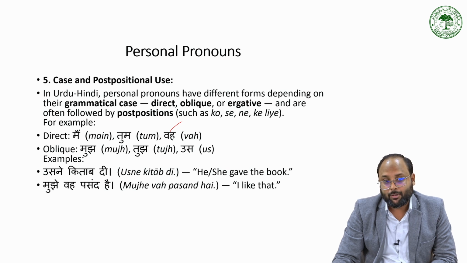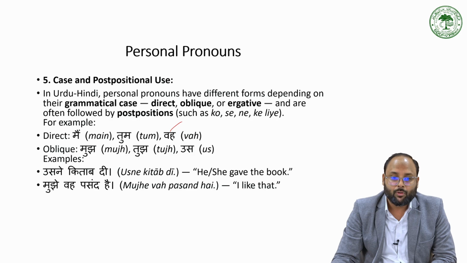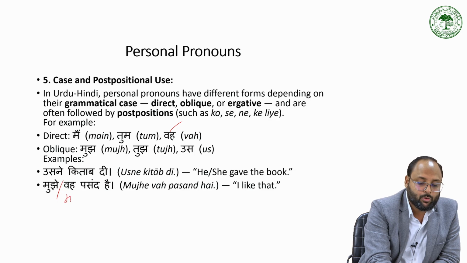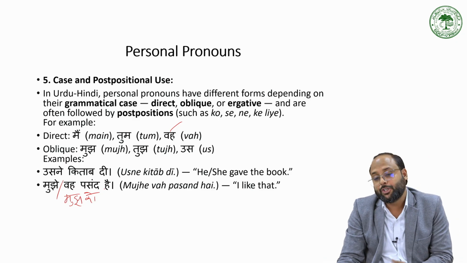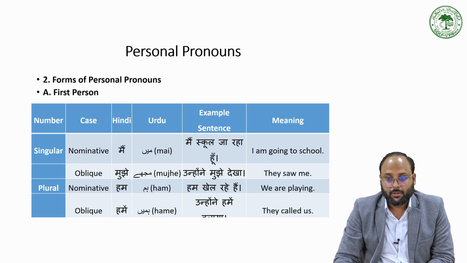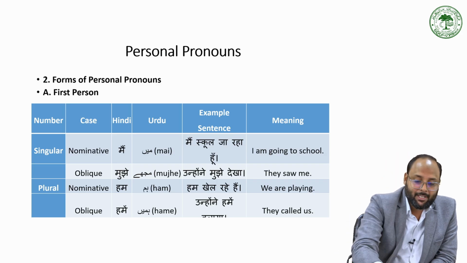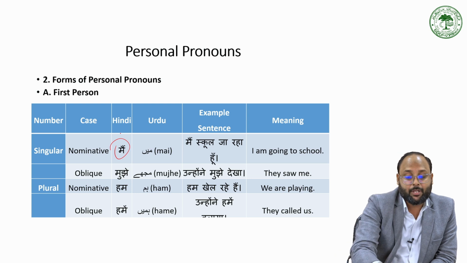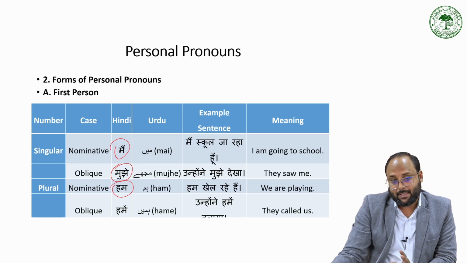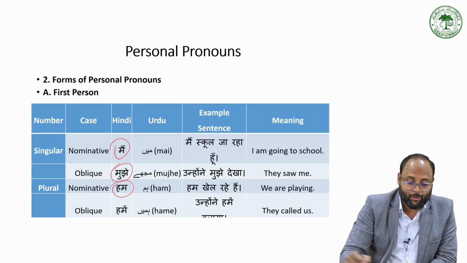And मैं उसको पसंद करता हूँ. So when we are saying मैं को वो पसंद है, it becomes मुझे or मुझको. We are also saying मुझको वो पसंद है और मुझे वो पसंद है. That is the oblique form for मैं. So here we have a distinction. For singular we have मैं, which is nominative, with oblique we are using मुझे, and for plural we are using हम. That is the case in terms of first person, and for oblique we are using हमें.